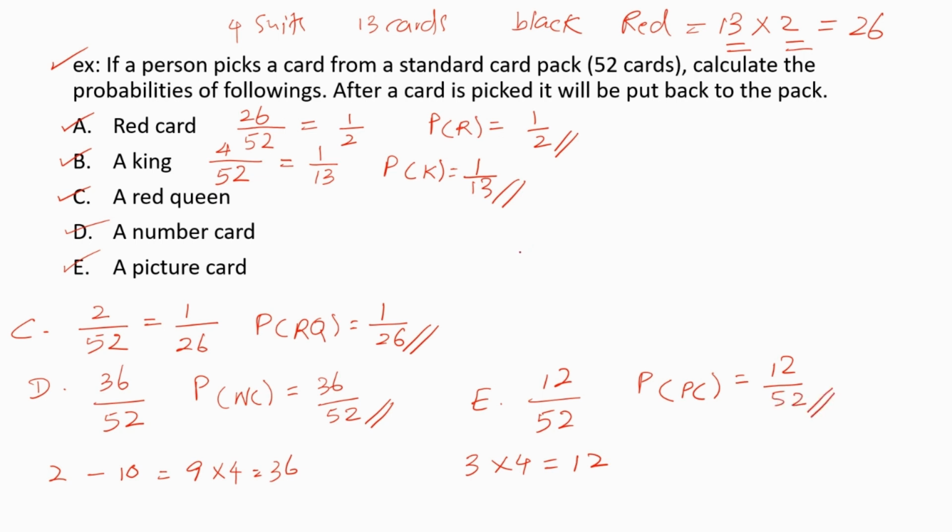Let's add another option. Option F, picking an ace. So there are 52 cards and how many aces in a card pack? There are 4 suits, so 4 multiplied by 1. So this is 4. This equals 1 over 13. So the probability of picking an ace equals 1 over 13. Now you have a thorough understanding of how to calculate the probabilities.